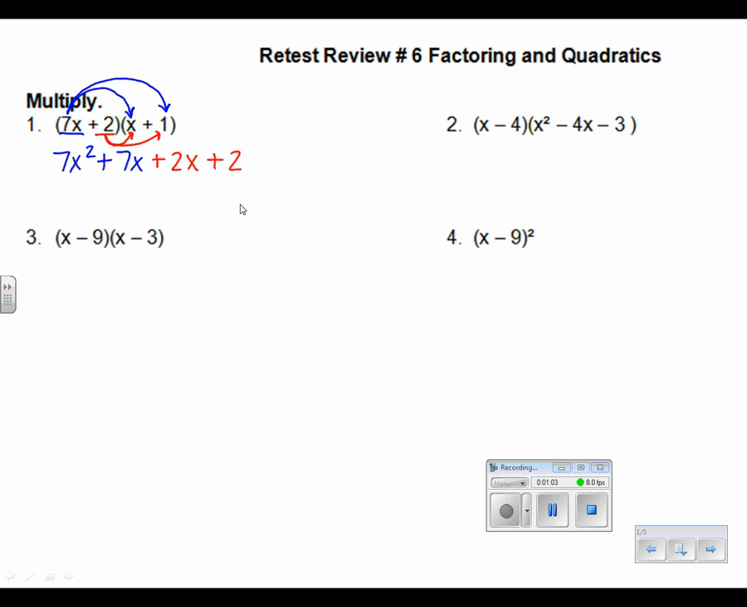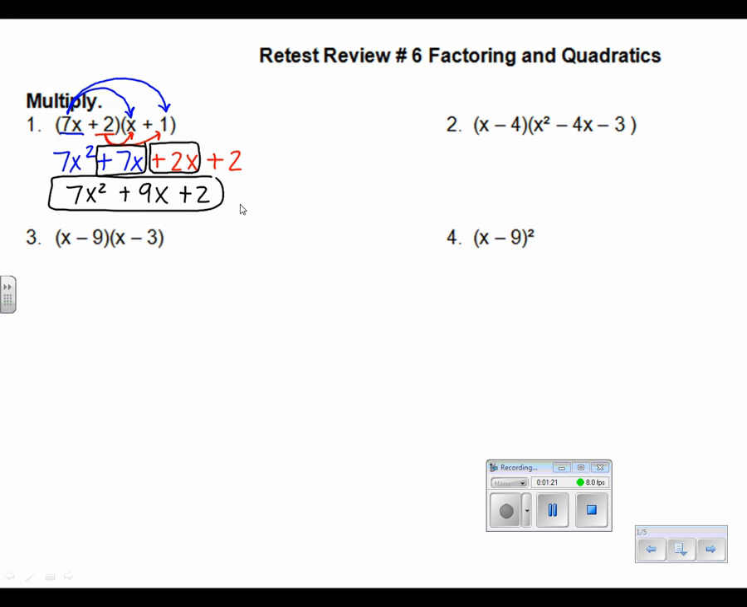The only other thing you have to do after you've distributed is combine like terms. There are 7x and 2x. I combine them and I get 9x. And this is my final answer.